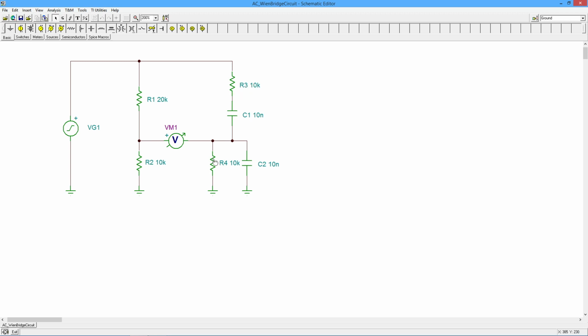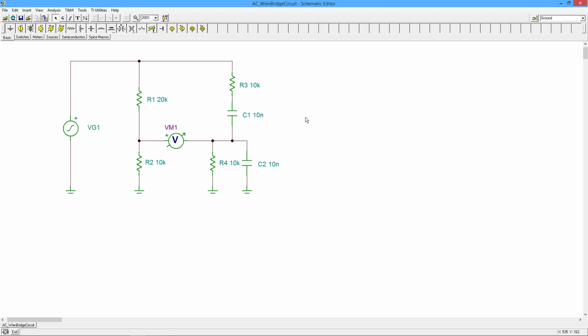So we set these two resistors the same size. We set these two caps the same size. And what we do is we look at the difference between these. This is a differential measurement: the difference between this R1, R2 voltage divider and essentially a voltage divider between this series RC and this parallel RC branch.